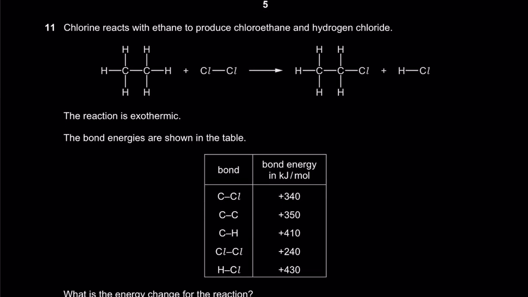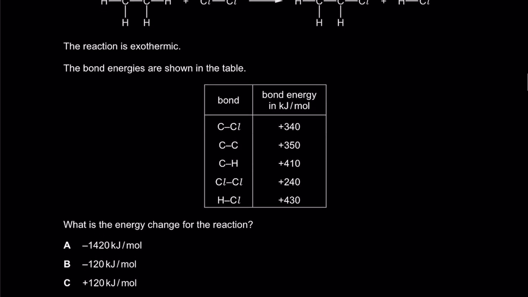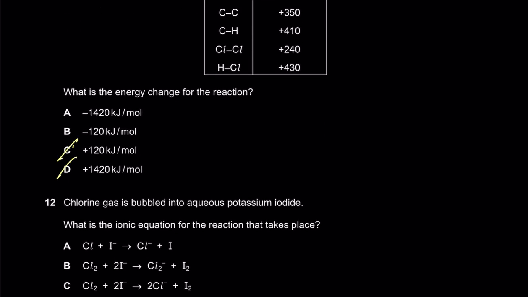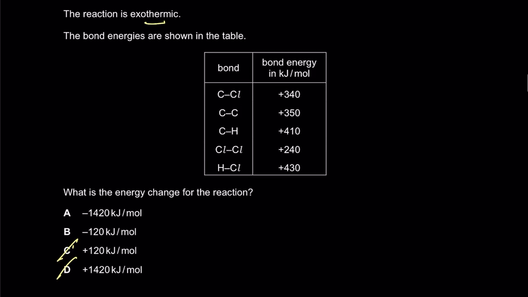Chlorine reacts with ethane to produce chloroethane and hydrogen chloride. He's telling you the reaction is exothermic. See, even he is telling you that the reaction is exothermic. Based on this, what can you do? You can eliminate two options. Remember, two options are always wrong right off the bat. So C and D are wrong. You just have to select between A and B.